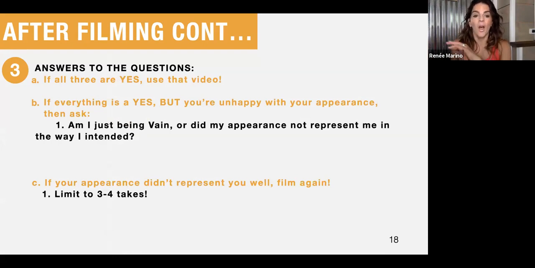If everything was a yes, except you are unhappy with your appearance, then you ask this question. Am I just being vain, or did my appearance not represent me in the way I intended? What do I mean by that? Am I just being vain means, did I look back and be like, Renee, why'd you do your hair curly today? It looks better straight, right? That's just a personal preference.